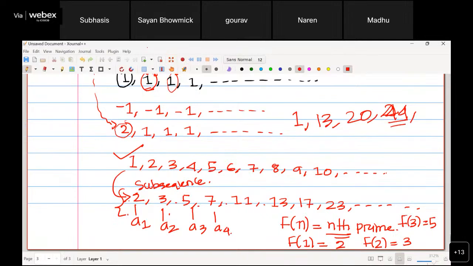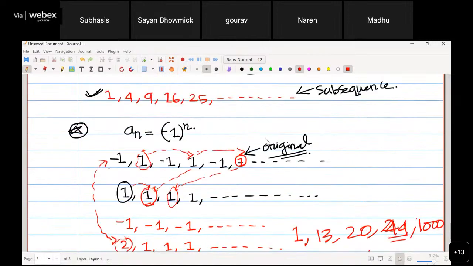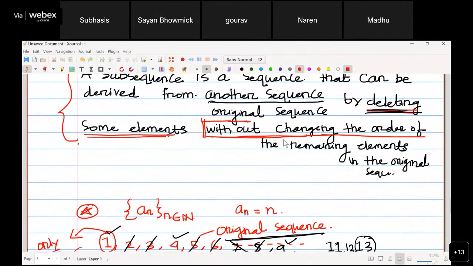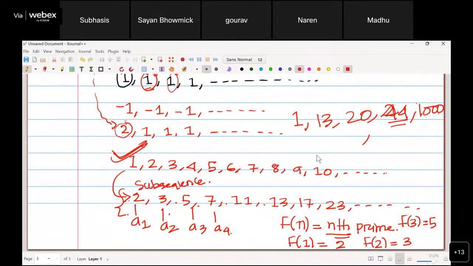You pick 44. Someone said I will pick 1,000 now. Again you pick another number which is greater than 1,000. If you maintain this order and keep on going, then you will get a subsequence of the original sequence, because you are not violating either of these two conditions. You are deleting elements, and at the same time you are not changing the order. So for this kind of set, you certainly can't define some concrete rule or function. Okay, sir. Now I got it.